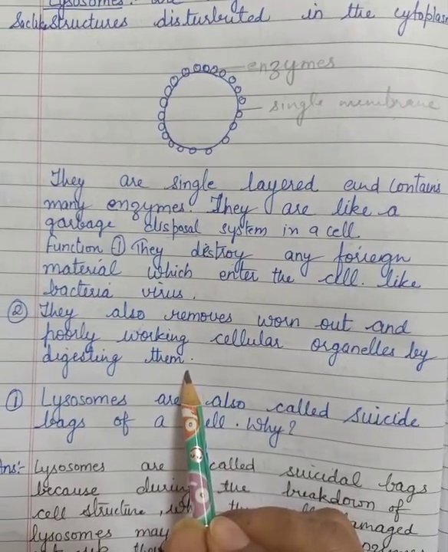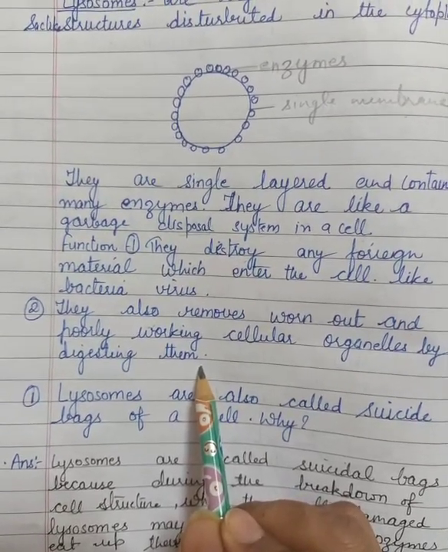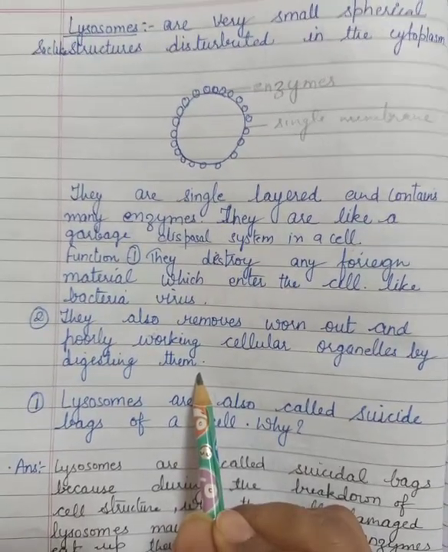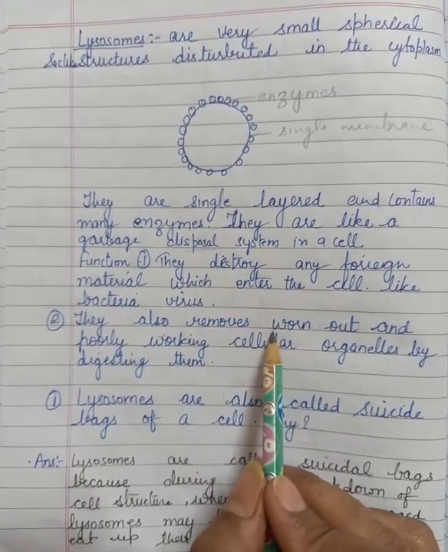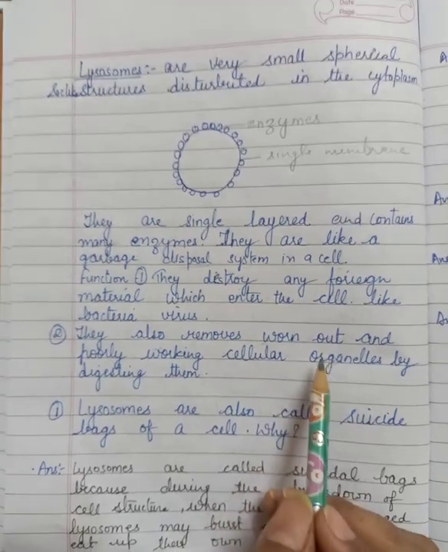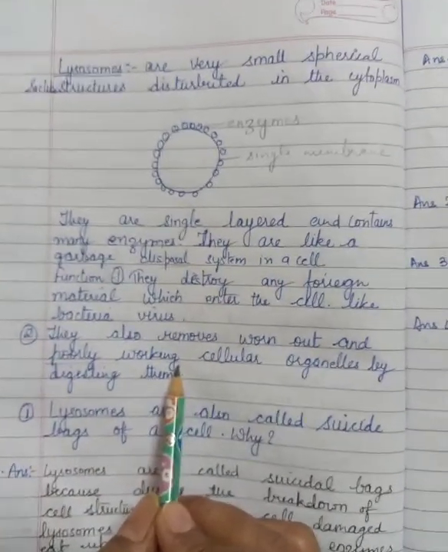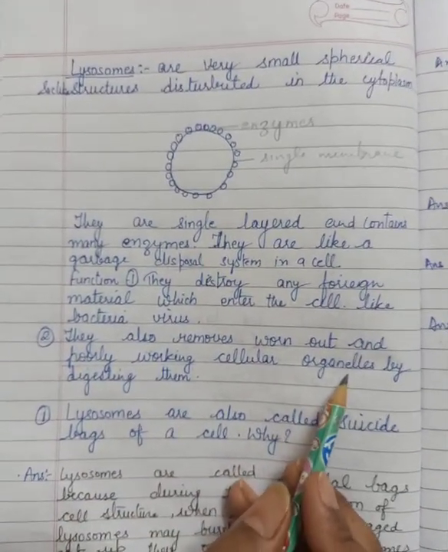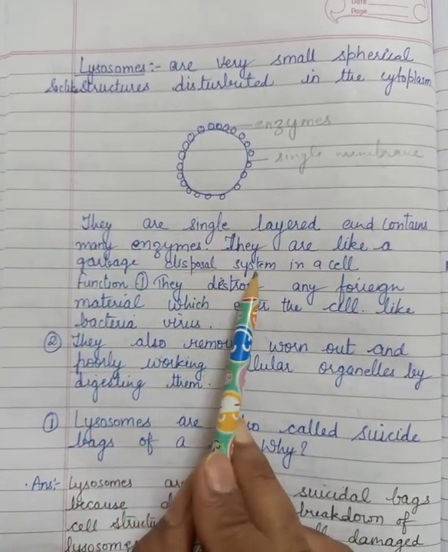In a cell, as I told you, mitochondria are there, ribosomes are there, the endoplasmic reticulum is there, the nucleus is there, and many other cell organelles are there. If any cell is damaged or poorly working, lysosomes simply digest those cell organelles. That is why I told you these are the garbage disposal system in a cell.